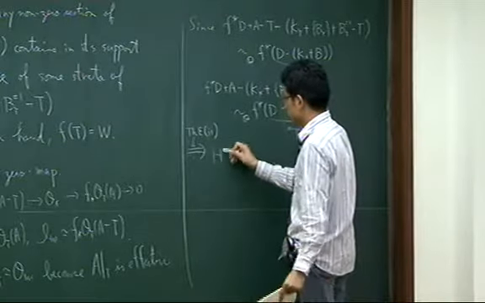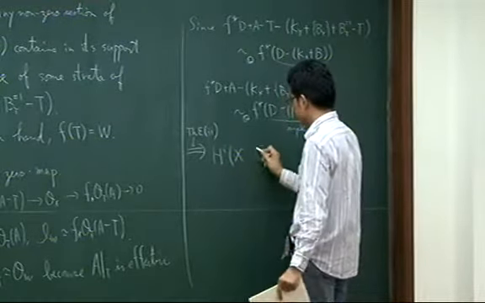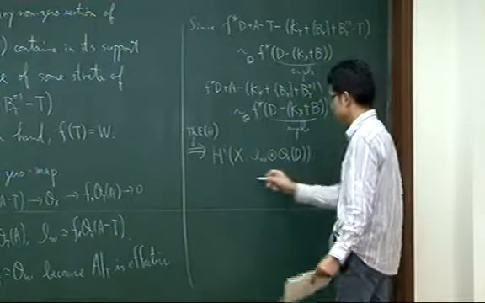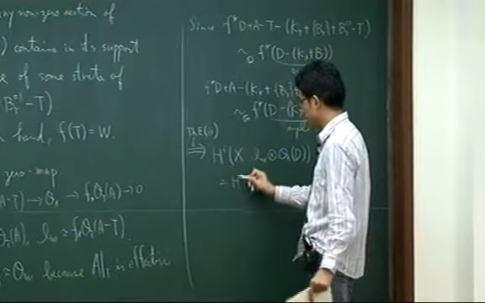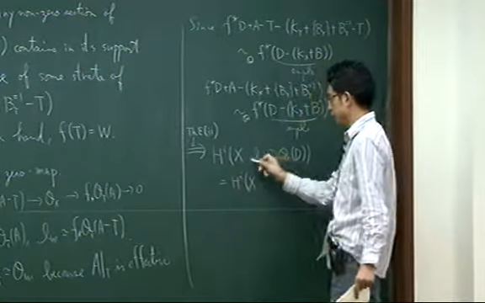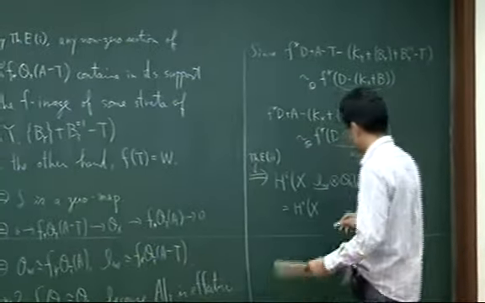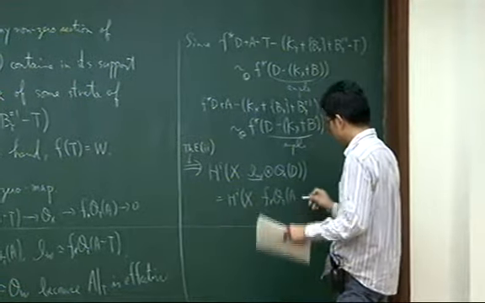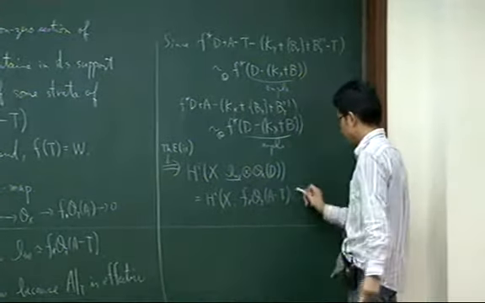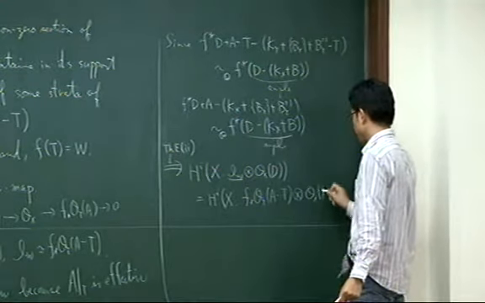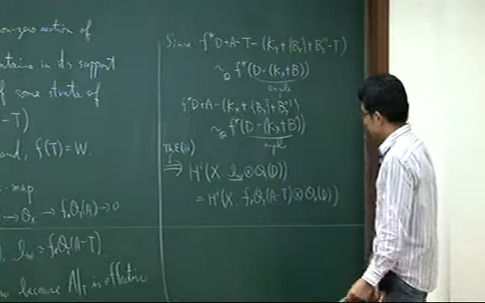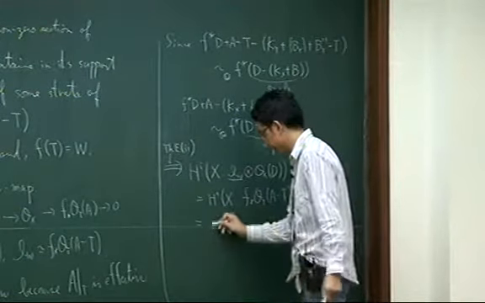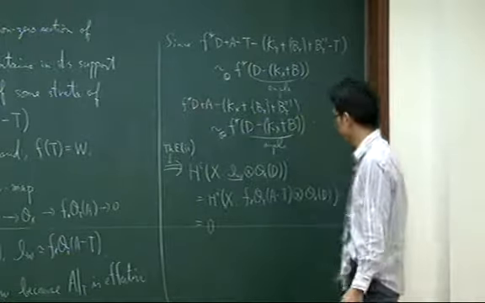Then H^i(X, I_W tensor O_X(D)) equals H^i(X, this one, so f push forward O_Y(A minus T) tensor O_X(D)). Okay. So this is equal, and this is 0 by Theorem E2.